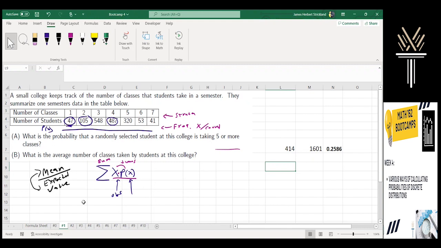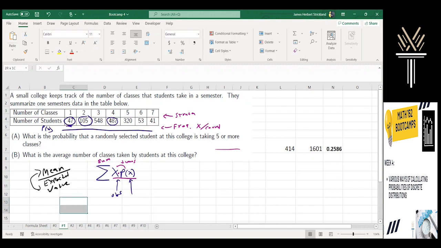So let's build our table real fast. And before I do that, I'm actually going to preemptively highlight my cells. Look at me being ahead of the game.